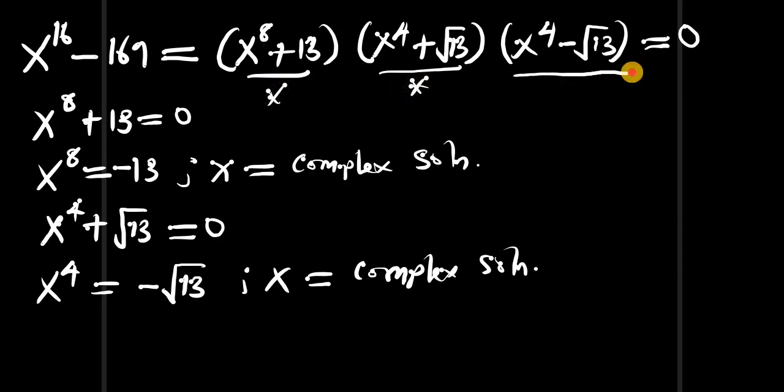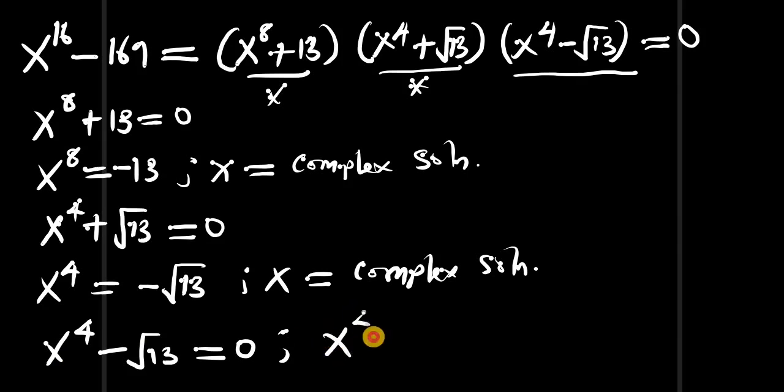Now let's consider the last one. We have x power 4 minus root of 13 equal to 0. If we solve for x, we have x power 4 equals root of 13. So this can give us a real solution. Now let's solve for this. I'm going to go to the next page, and we have x power 4 equals positive root of 13. Now, how can we solve for x?